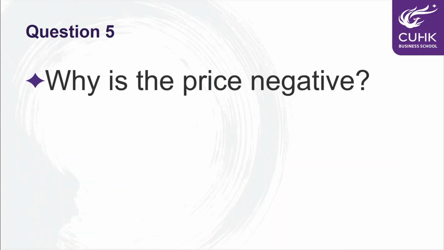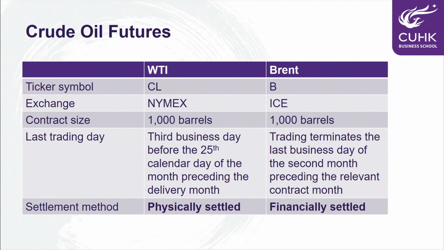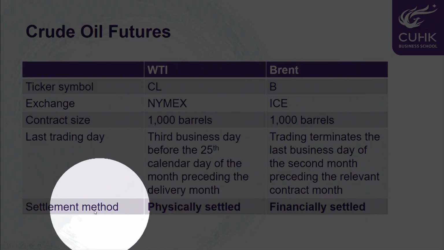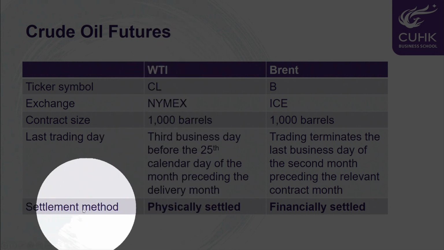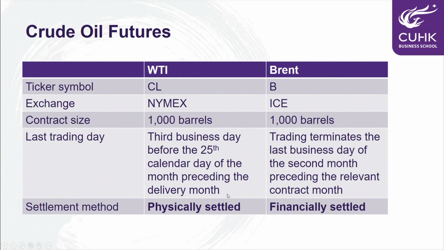Oh, yes. So question 5, why is the price negative? Now, I think you are asking about why the futures price was negative at that time. Now, let me go back to those slides. To understand why the price becomes negative, you need to look at the settlement method of the WTI futures. For the WTI futures, the settlement method is physical settlement. Physically settled means that if you buy the futures contract, at maturity your counterparty would deliver the oil to you.